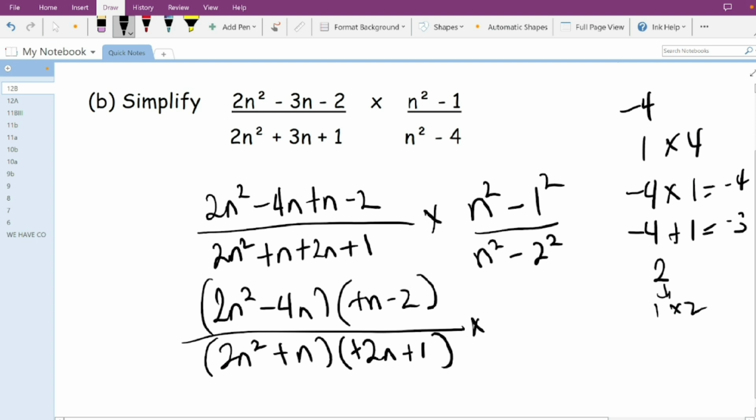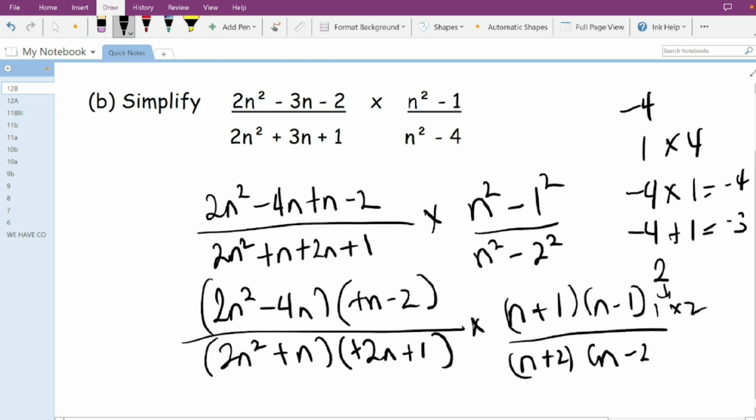And on the other side, we have n squared minus 1 squared. That's a difference of two squares, so we can factorize immediately: n plus 1, n minus 1. Then since we know this is n squared minus 2 squared, having the power of 2 on both, that's the difference of two squares. So we'll have it as n plus 2, n minus 2. You take the n and the 2, ignoring the squared, and you add them together in one bracket. In the second bracket, you subtract them.